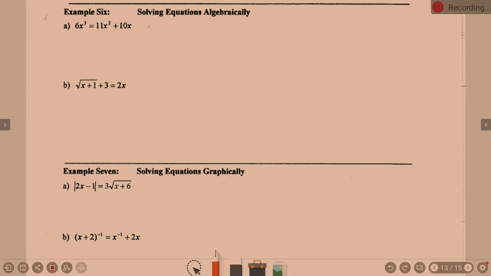So, example A, 6x cubed plus 11x squared plus 10x. And notice the directions say algebraically. So no, we can't put this on a graph. Thoughts on what to do to solve this algebraically? Okay, equal to 0.